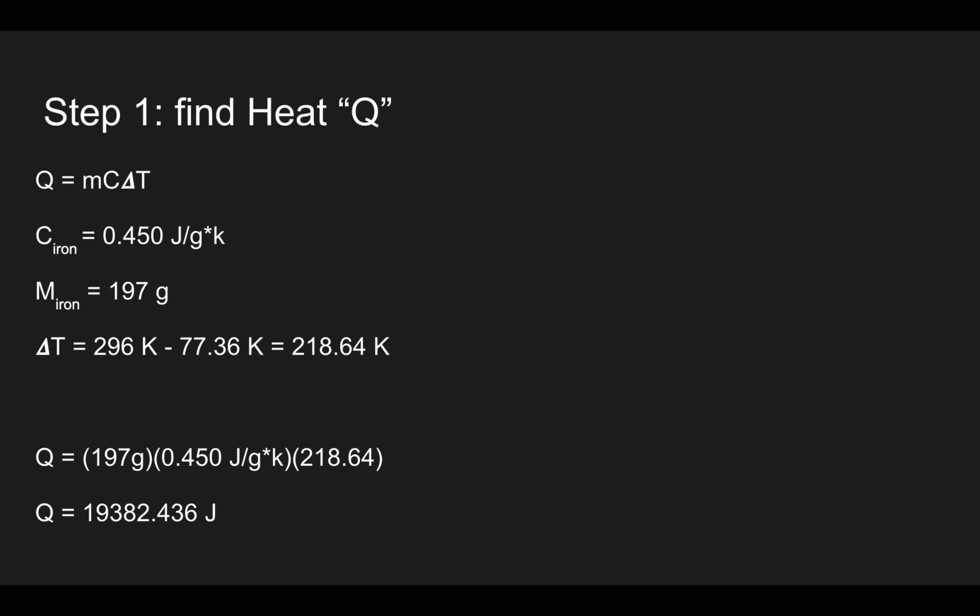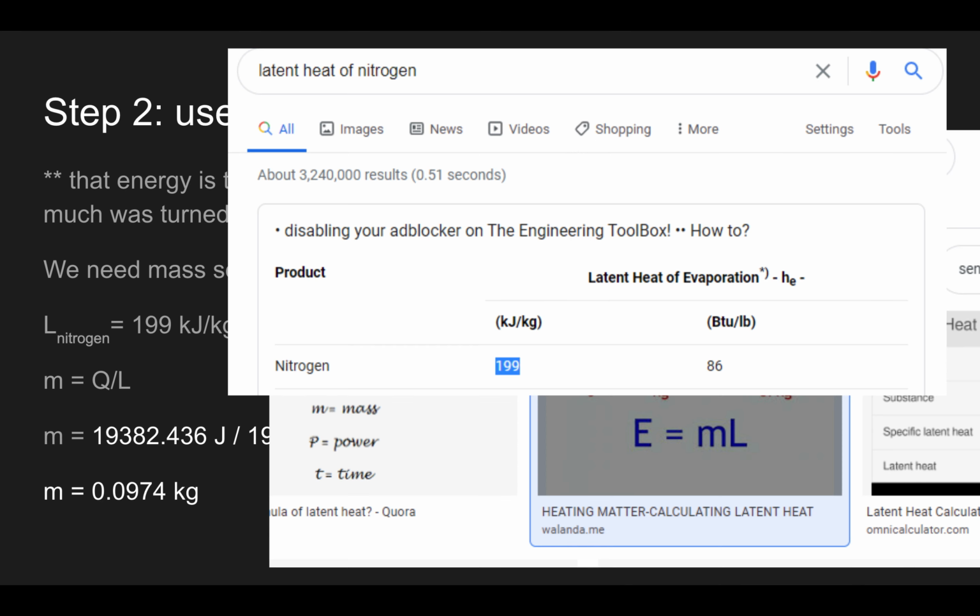We have the specific heat of iron in joules per gram, and then we have the mass of the iron, which is in grams as well. And we have the change in temperature. Room temperature is about 296 Kelvin. I looked it up, and that's what it said. So that's what we're going to use. You subtract the boiling temperature of nitrogen from that, so we get 218.64 Kelvin. We plug that into the equation, and we get that the heat transfer is 19,382.436 joules. Nice. So we're going to use that energy value and figure out how much of that liquid nitrogen gets converted into a gas.